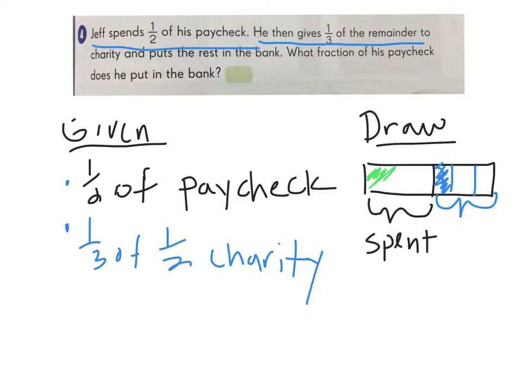And then look at this. This is gone. This is spent. This is the half that he spent, right? I'm going to do that in green. He gives 1/3. So what's left is this little spot over here. I'm going to do what's left in red. That's what's left.